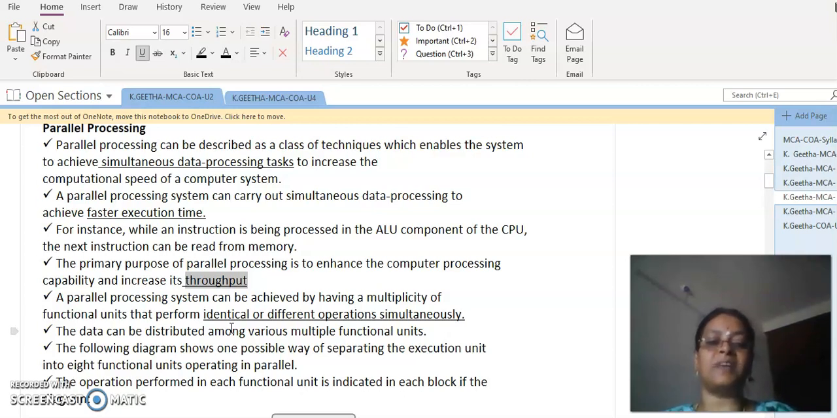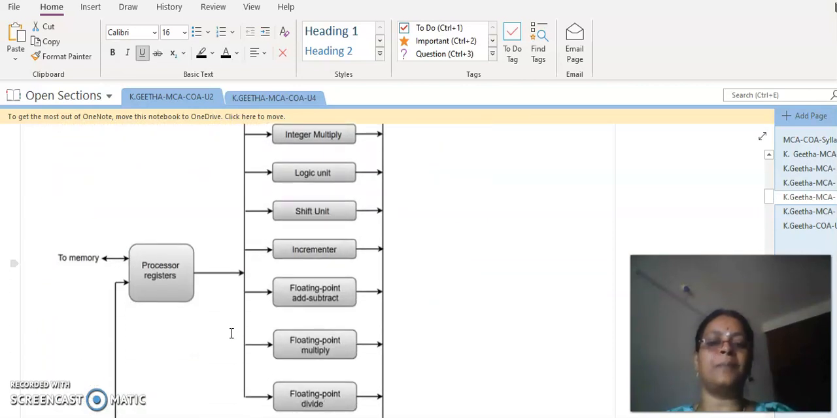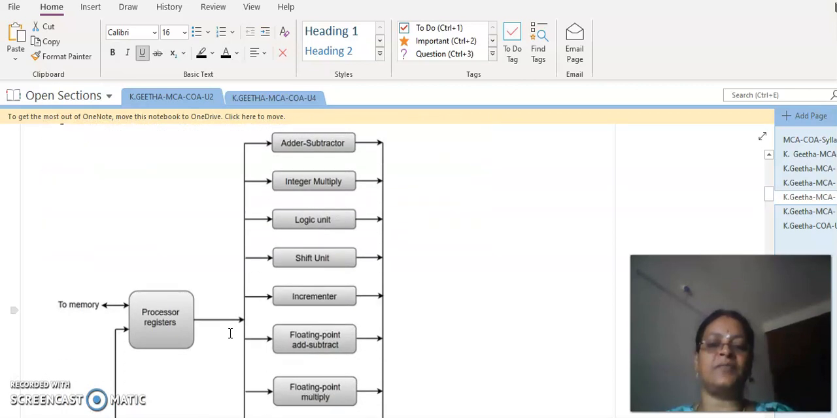If they are of the same type, they are referred to as homogeneous computers. And if it supports multiple categories, then it comes under the category of heterogeneous. Here, there is an example of how we can achieve parallelism. That's what they have mentioned here.